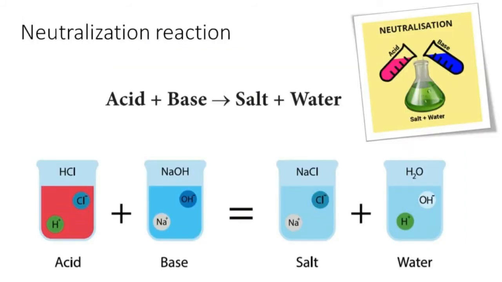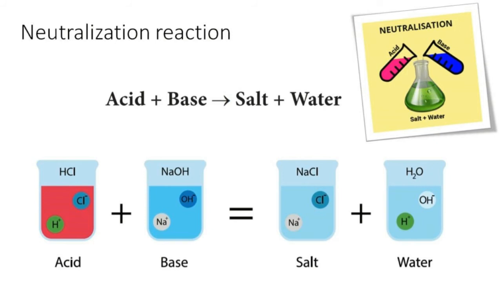Neutralization reaction. When neutrality is achieved between two different chemical substances with different chemical properties through a reaction, it is called neutralization in chemistry. Thus, neutralization is a chemical reaction in which an acid and a base react with each other to form salt and water. Neutralization reaction between an acid and a base can be written as acid plus base gives salt and water. Let's see an example.